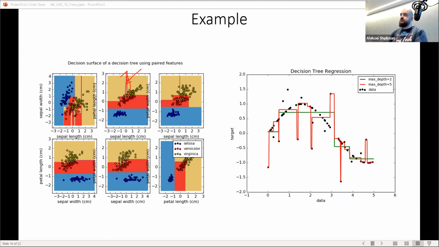This is overfitting. And you can see sort of different. So here's, I think it's sepal width. Yeah, it's the same overfitting by sepal width. Okay. Now, regression.